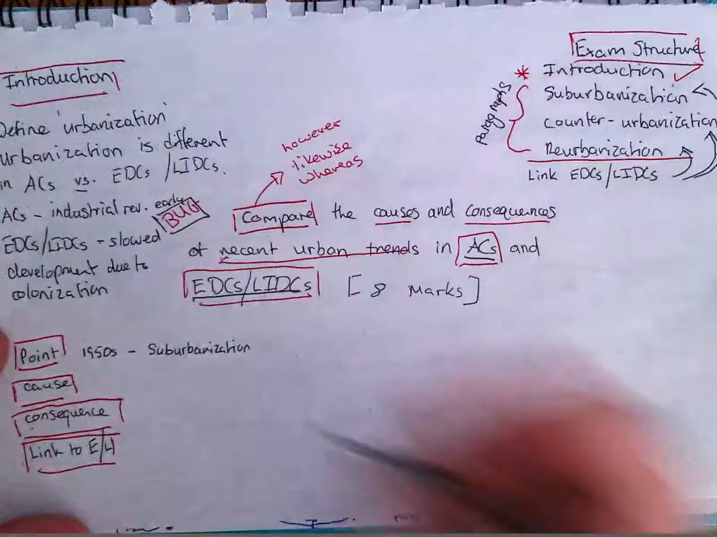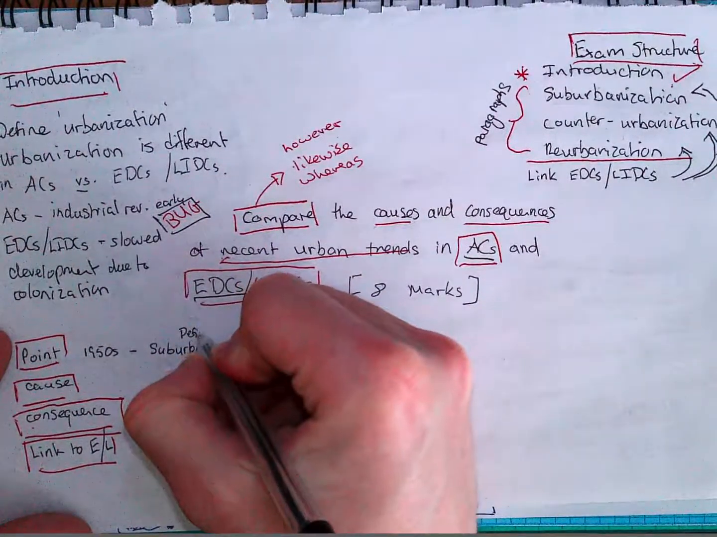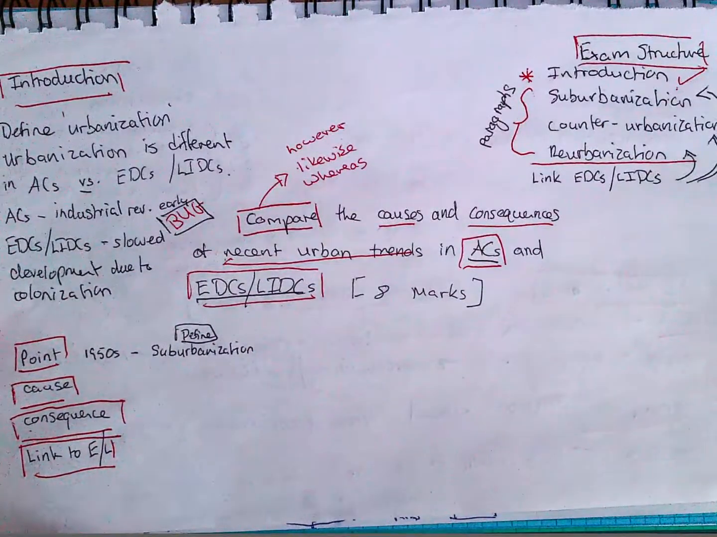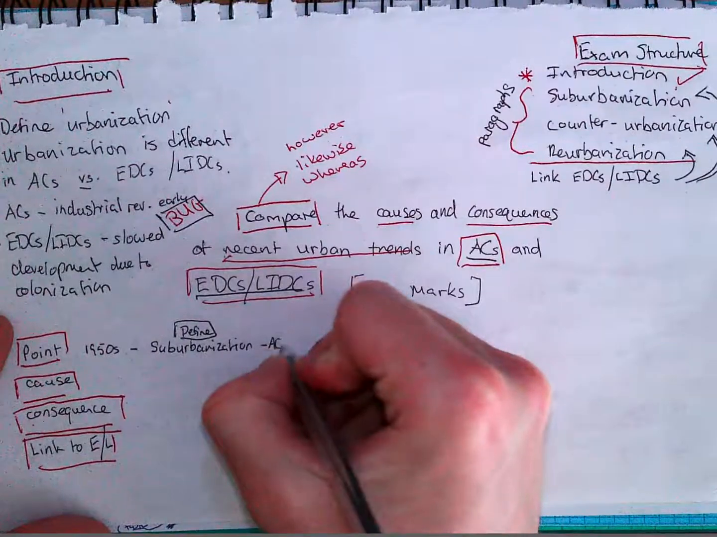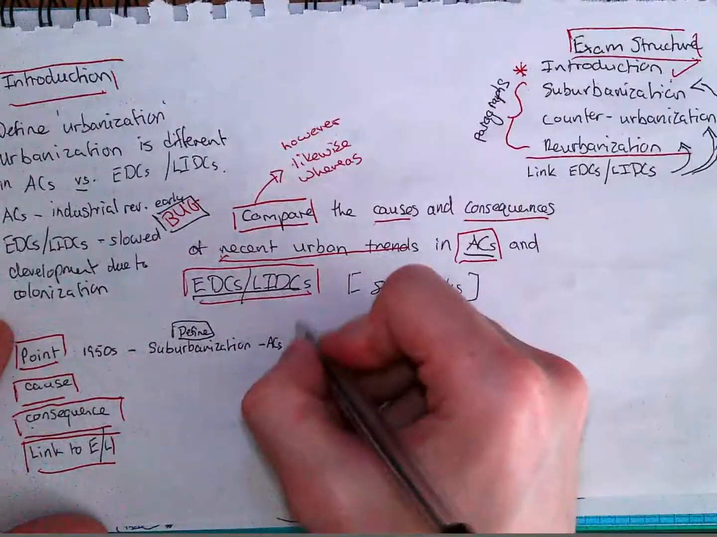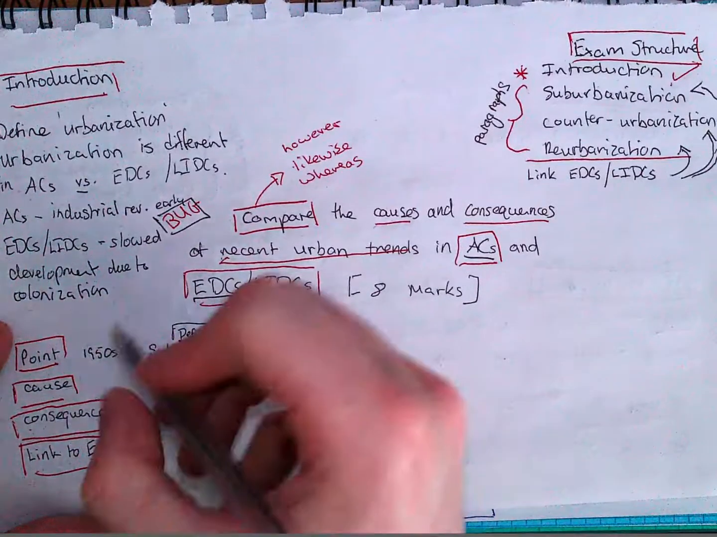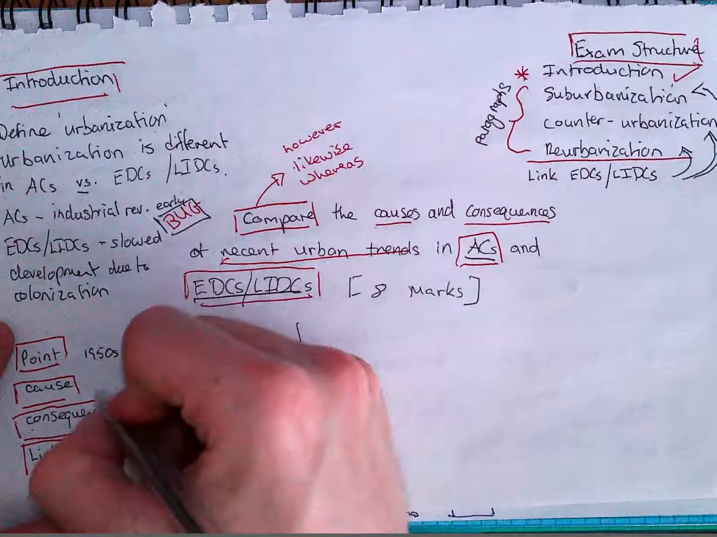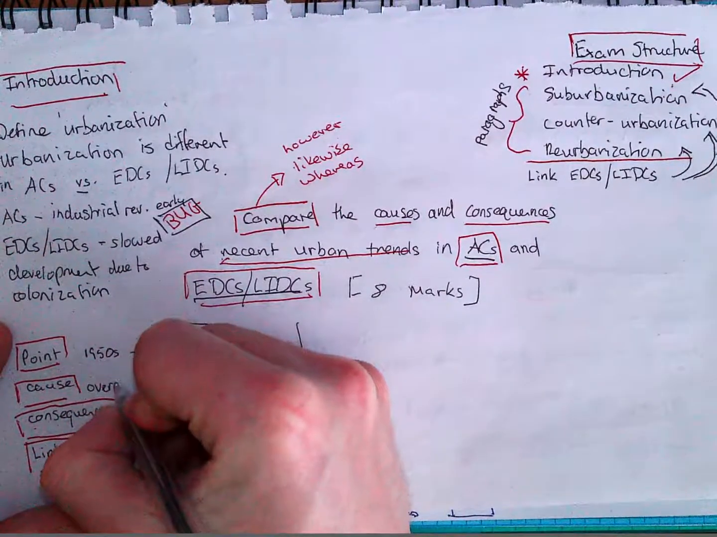You're going to define suburbanization, so you're going to give a definition of that. You're going to say that it happened in advanced countries, not in EDCs and LIDCs, please. Okay. You're going to give the cause of this trend. What caused suburbanization? The cause was overpopulation.